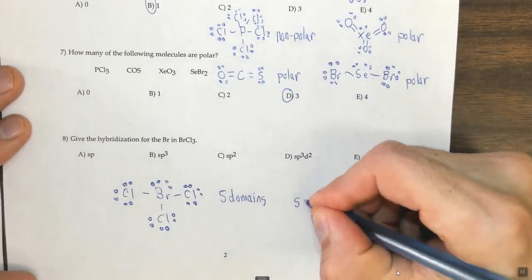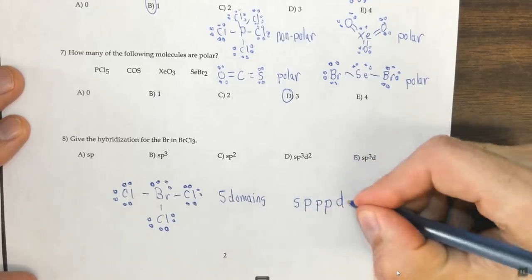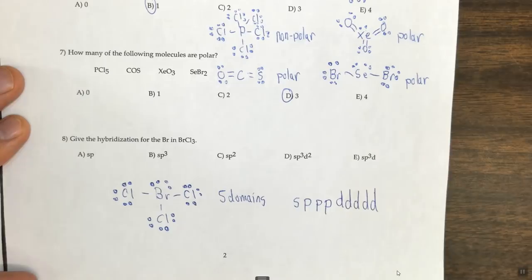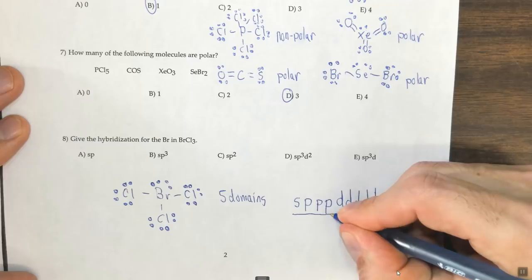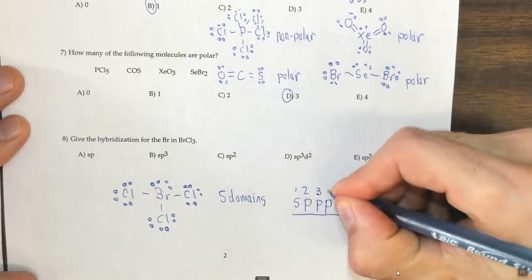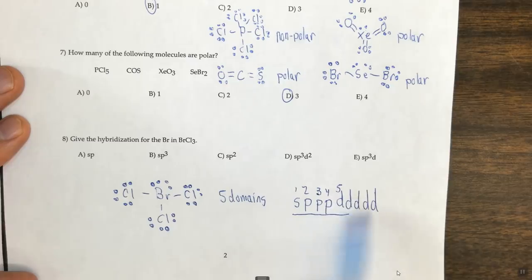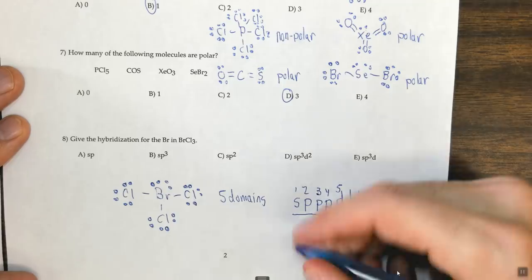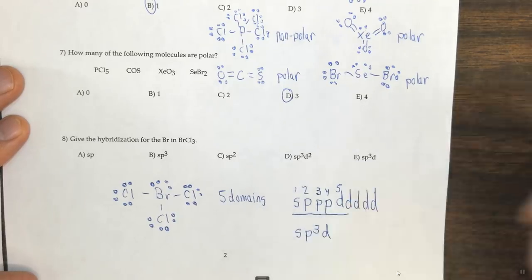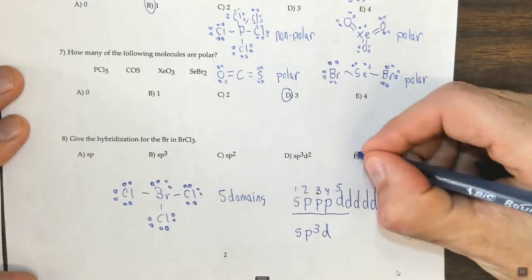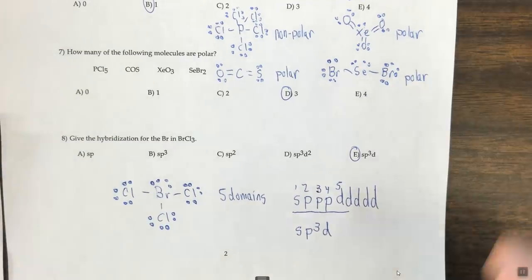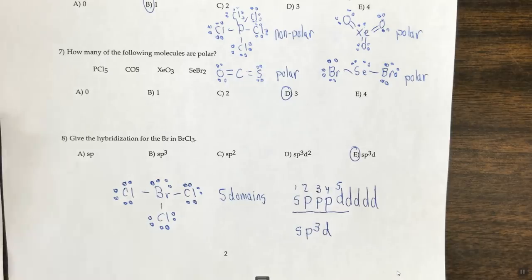Well, what are our choices? We have 1 s, 3 P's, 5 D's. You'll never use 5 D's, but there are 5 D's. And we need 5 domains. 1, 2, 3, 4, 5. We need 5 orbitals to hybridize because we have 5 domains with electron density in them. So therefore, we have sp3d. We just abbreviate this sp3d because there's 3 P's and then the 1 d. So this is our 5 domains, sp3d. And I'll do a couple more questions on this as we continue along.